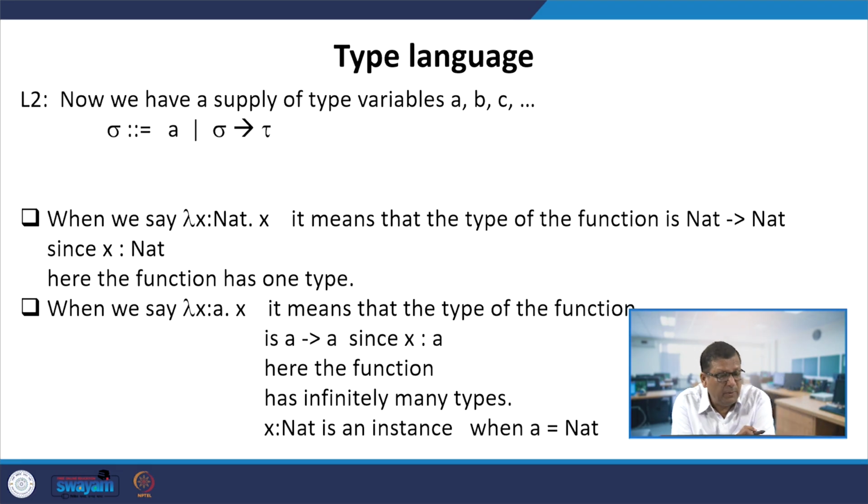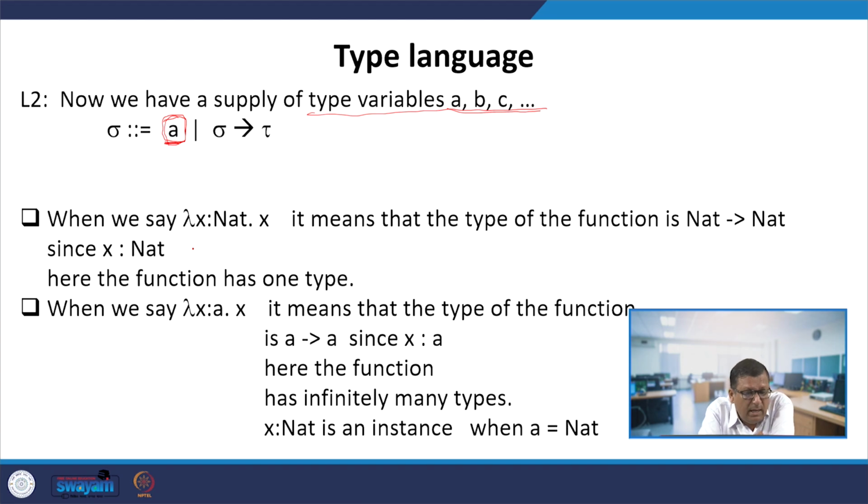Now, we define another language where we assume that we have a supply of type variables. So, we have infinitely many such type variables A, B, C and so on. So, a type variable is now a type, and if sigma and tau are types, then so is sigma arrow tau. Again the structure is the same as L1, but now instead of basic we have a type variable. So, let us see different examples.